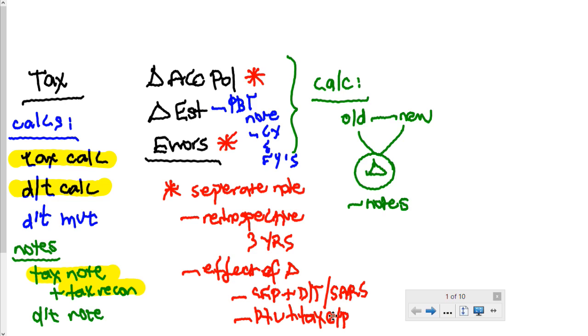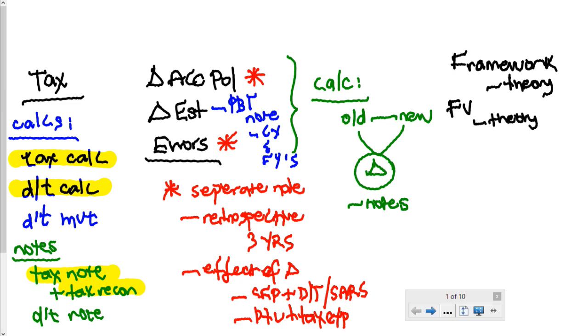Then we did some smaller sections of work. We did framework. Framework is going to be a few marks. It's a theory question. We also did fair value. Also a theory question, also just a few marks. Framework was all about the definitions of assets, liabilities, income, expense, and recognition criteria. And fair value was all about those different ways of determining what fair value is and the different definitions.